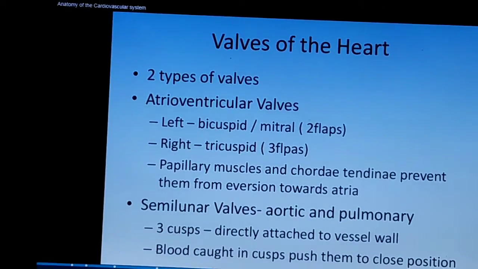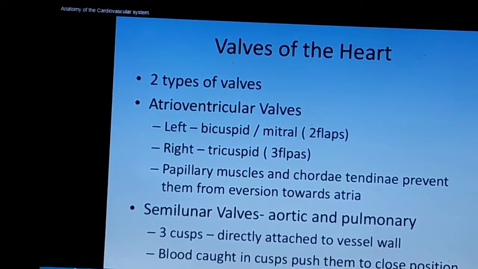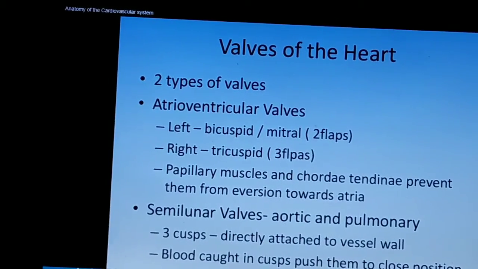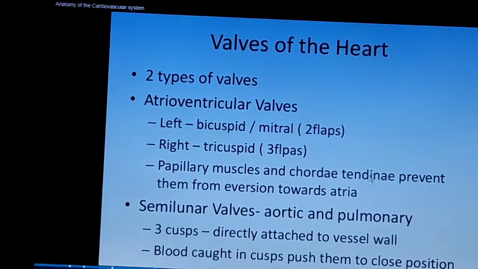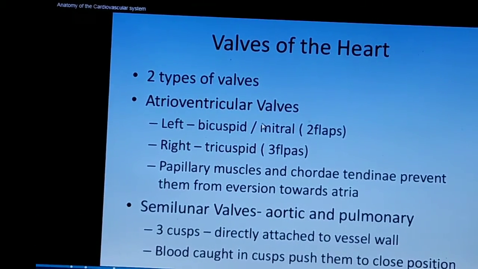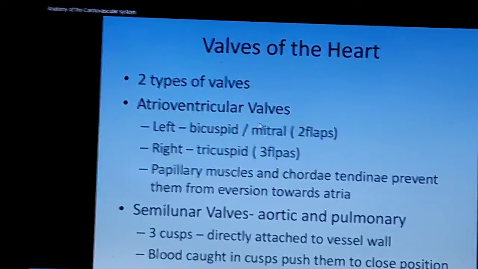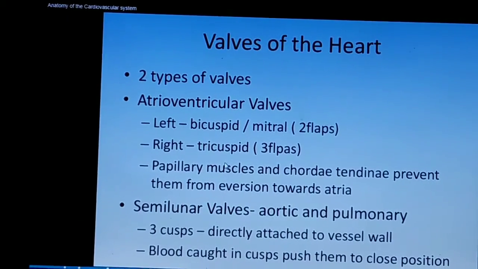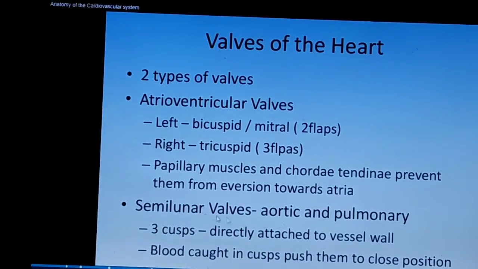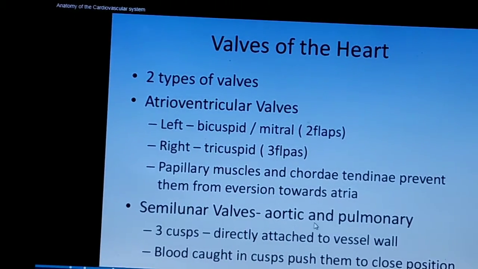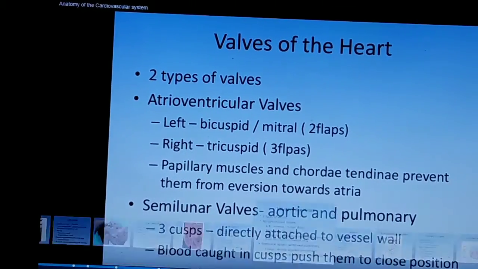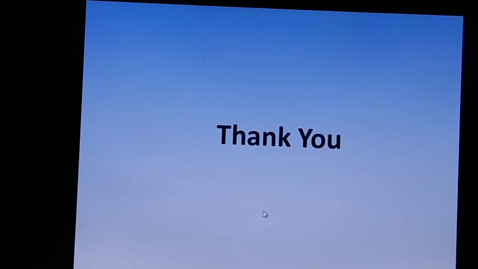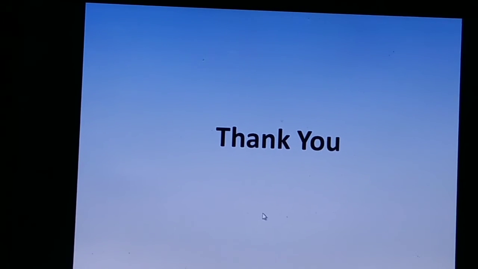This is the heart. Then two types of valves of the heart: atrioventricular valves and semilunar valves. Atrioventricular valves are left and right. On the left side it is the bicuspid or mitral valve. On the right side it is the tricuspid valve. In the semilunar valves, the aortic and pulmonary valves are there. So this is all about the anatomy of the heart.